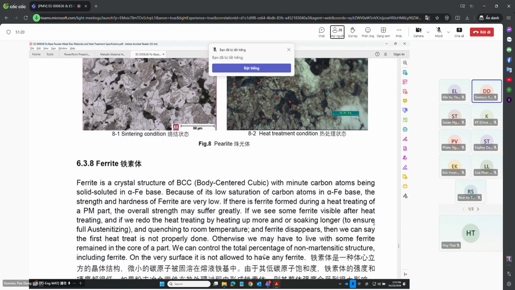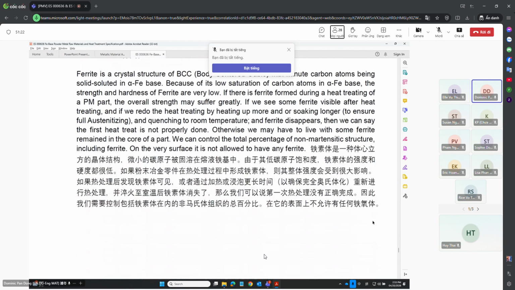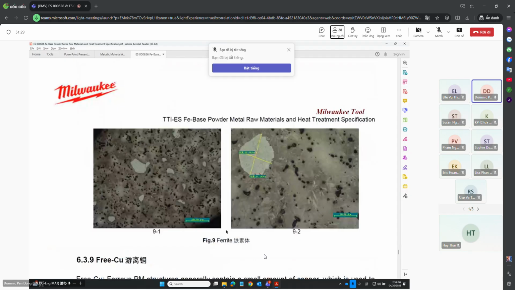And here, the last one, maybe the ferrite. Ferrite appears when something is wrong with the process. Under the microscope we can see some individual large particles, pretty white and shiny, and if we measure the hardness, it's pretty low. Those are called ferrite. Ferrite has low hardness and strength, which is not good for our parts' performance.